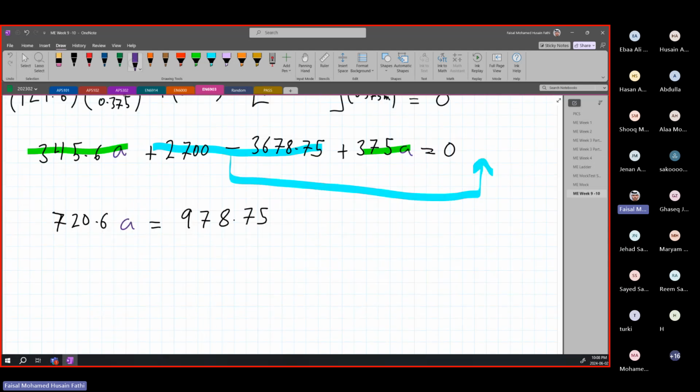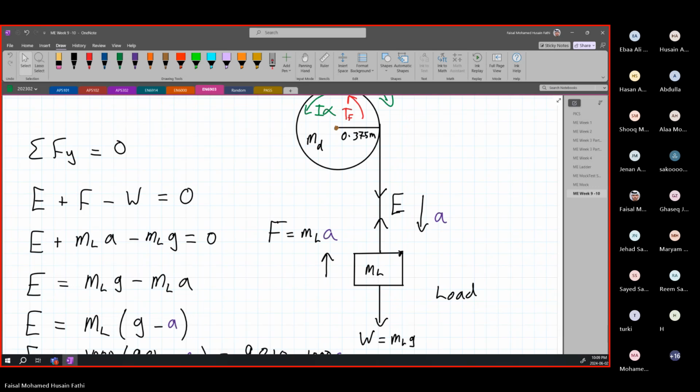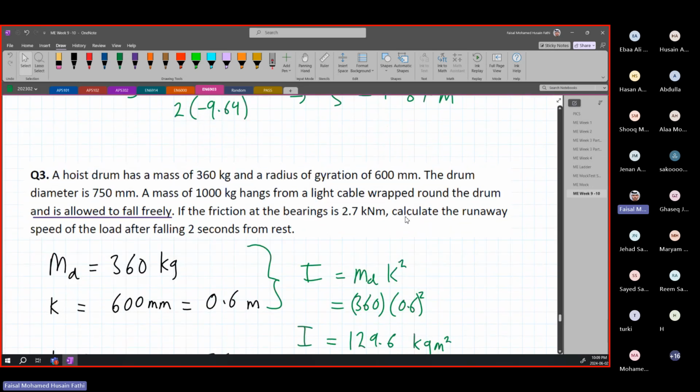Therefore, our acceleration is equal to 978.75 divided by 720.6, which is 1.358 meters per second squared. So we have found our acceleration, all right? However, this isn't what the question asked. What did the question want? Now it was saying calculate the runaway speed, meaning your final speed, right?